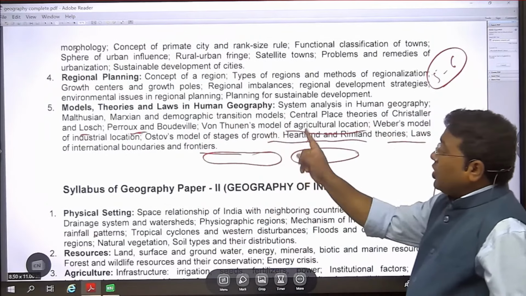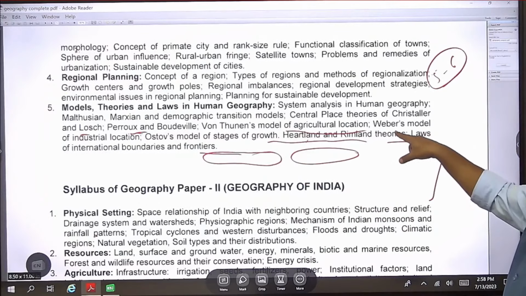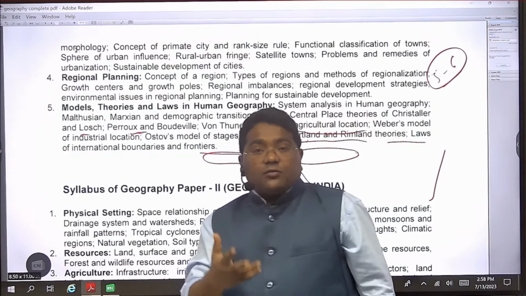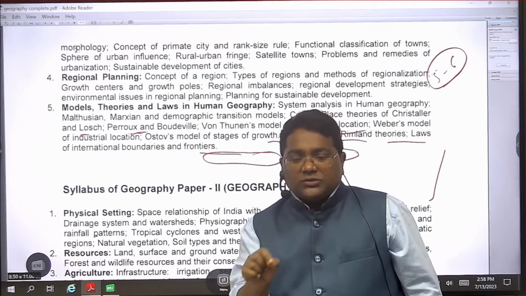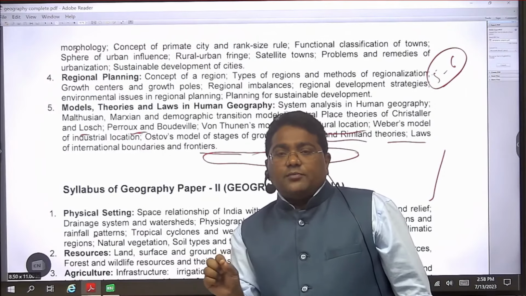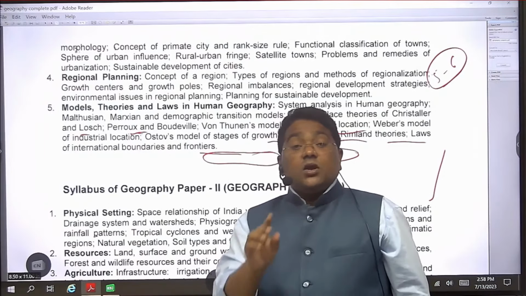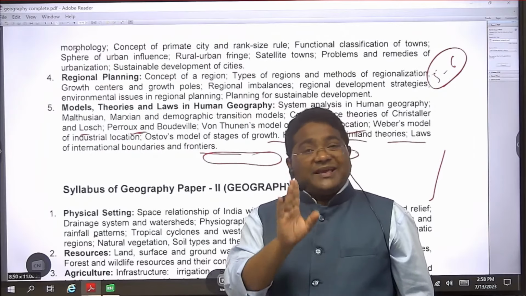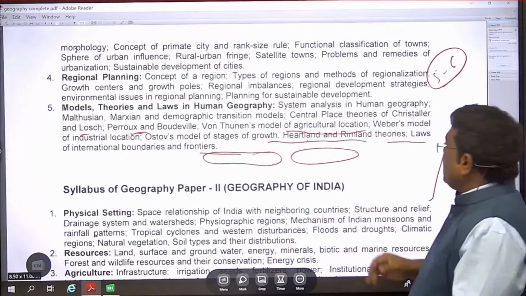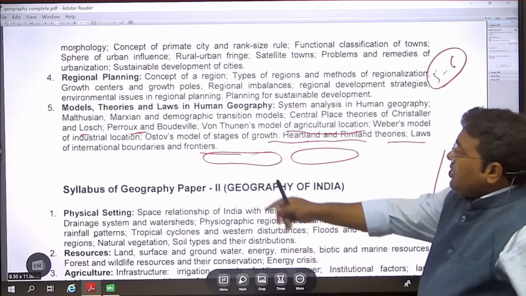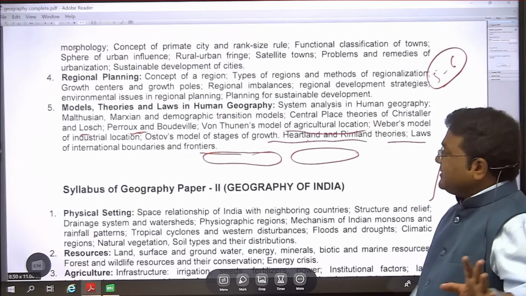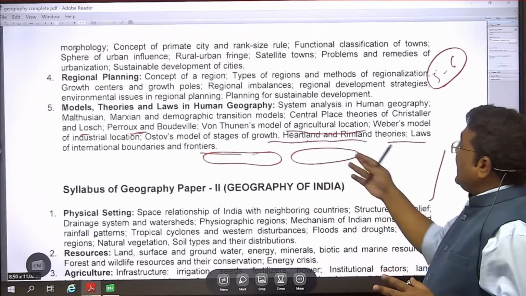And the one-to-one model in agriculture, the Weber model. For example, GS students writing about industries can use the Weber model. Just write that according to the Weber model, industries are established like this. You will definitely get 0.5 mark extra. You need not explain the entire thing, even GS students, right? Weber model for industrial location, Rostow model of stages of growth. We have 5 stages. You can also write here the heartland and rimland theories.